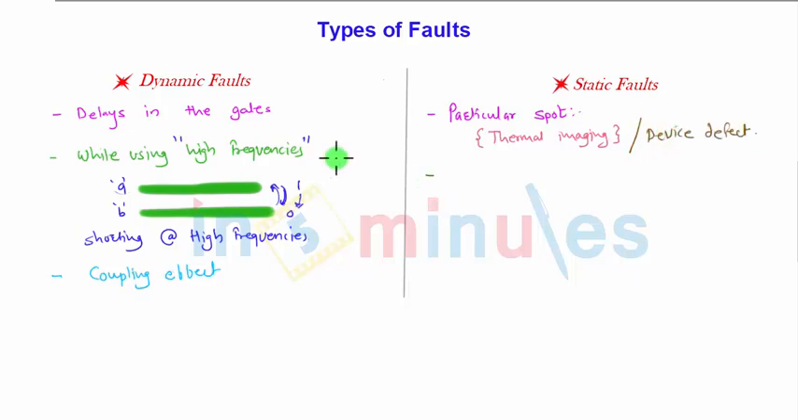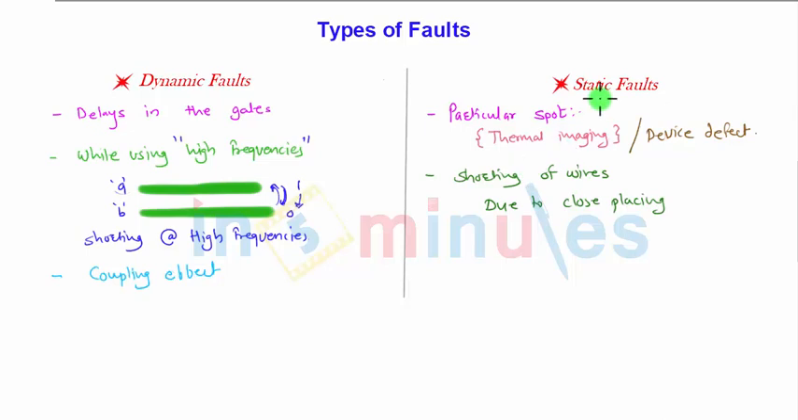Next, in the dynamic faults, at high frequencies the lines are coupled, but here shorting of wires takes place, that is, shorting of wires due to close spacing. If two wires are placed closely to each other, it might be possible that the shorting effect will take place and these two wires will be shorted. Then there will be a fault. These kinds of faults are called static faults.